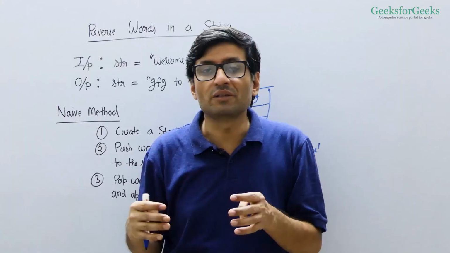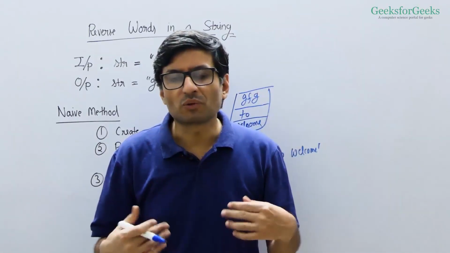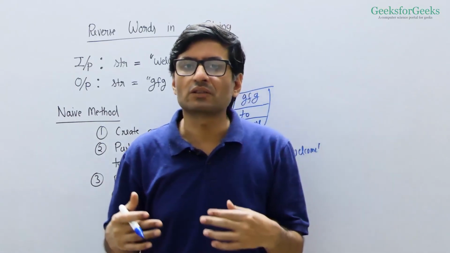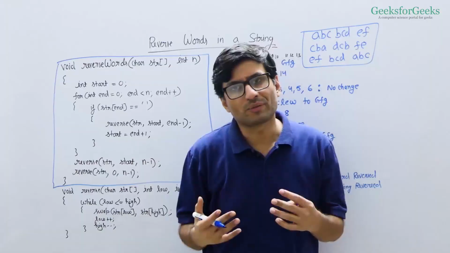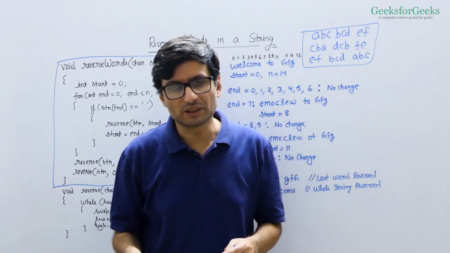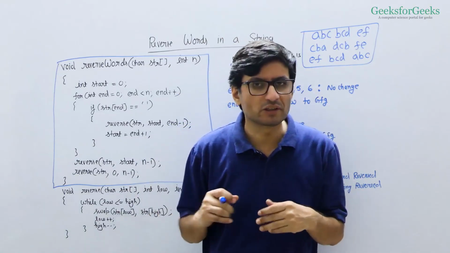How can we do it in place? How can we do it without using auxiliary space? Now please pause this video and try to think of a solution that works with big O of 1 auxiliary space. Let us now talk about an efficient solution that requires constant auxiliary space. It mainly reverses the words within the character array only.